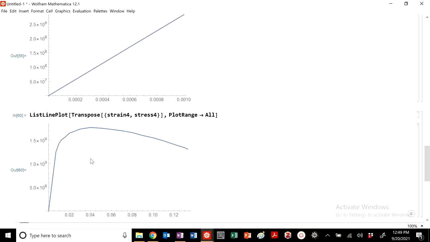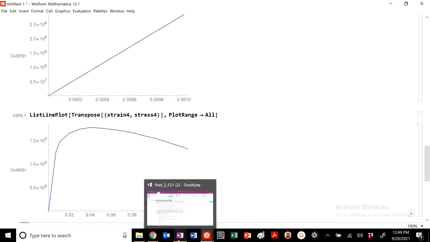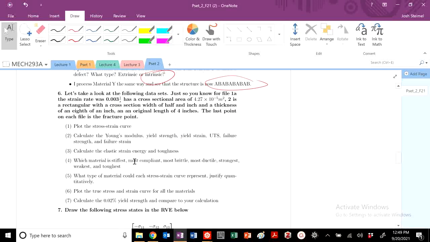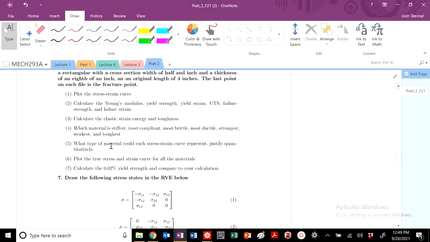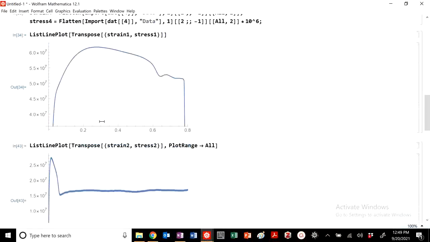Voila. All right, so I'm going to do most of these calculations. So plot the stress strain curve. So let's calculate some of these values. I'm going to do it for the first one, and then I'm going to assume you'll do the rest for the rest of yours.